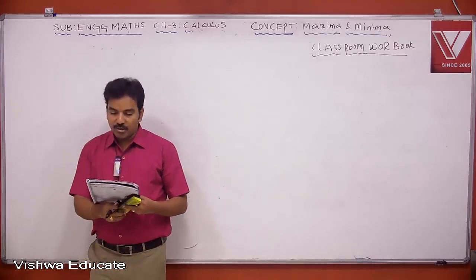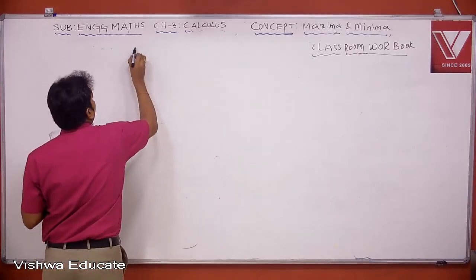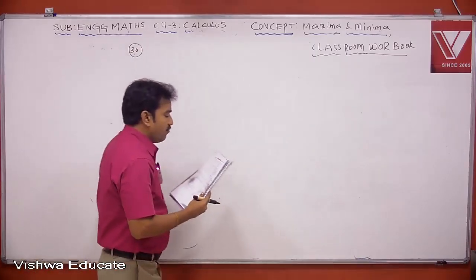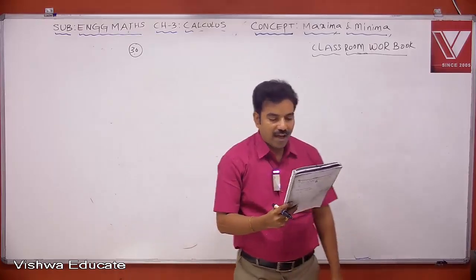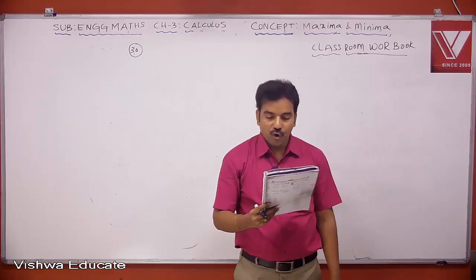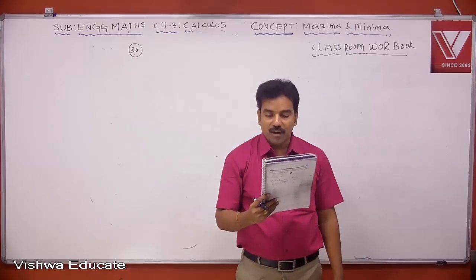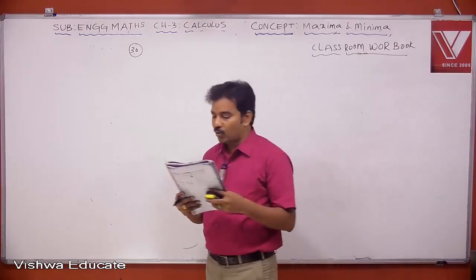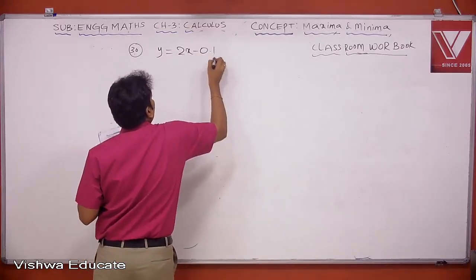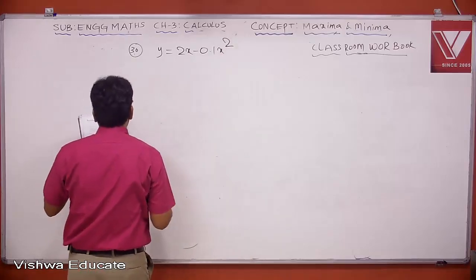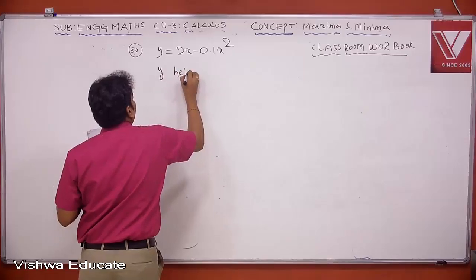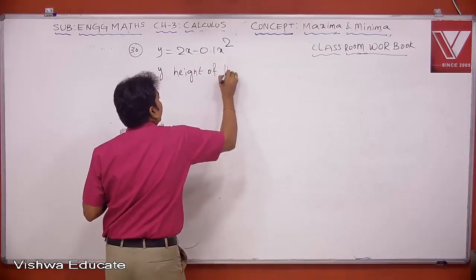Now let us move to question number 30. A political party orders an arch for the entrance to the ground in which the annual convention is being held. The profile of the arch follows the equation y equal to 2x minus 0.1 into x square. Let me write out the equation. Y equal to 2x minus 0.1 into x square. What is y? Y is the height of the arch in meters.